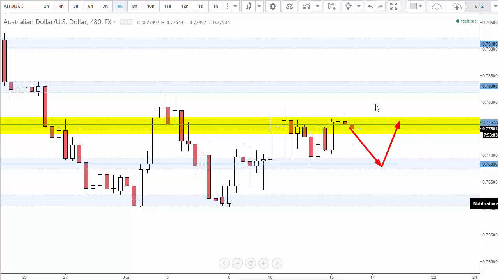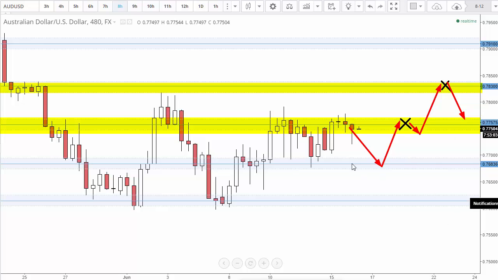Now, if buyers do push back up to here and I start seeing signs that sellers are taking control of price around about here, I will be looking to take a short reversal trade. My next resistance area for AUD/USD is the 0.7830 up here. This is a pretty decent resistance area. If buyers manage to push up to here, I'll be looking for sellers to take control of price around about here. If it looks like they are taking control of price, I'll look to take a short reversal trade.